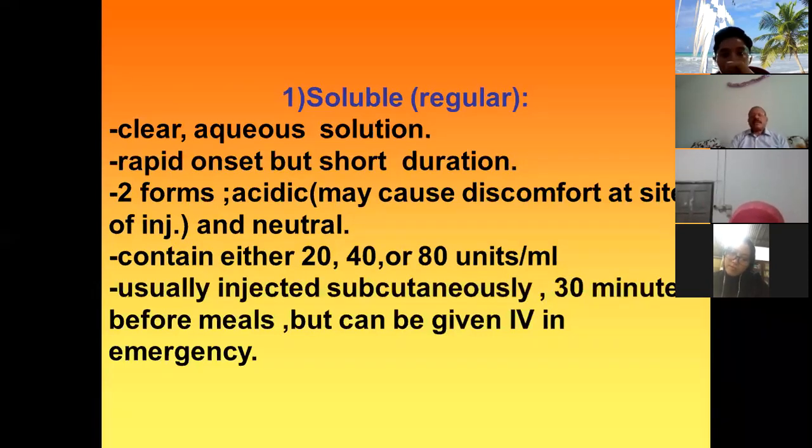Almost always, we inject this type of parenteral insulin subcutaneously 30 minutes before meal. So, when the patient is injected with this insulin, the meal must be ready, to be taken within 30 minutes. Otherwise, what can occur if the patient omits this meal within 30 minutes? Hypoglycemia may occur if the patient neglects this coordination, this arrangement of taking the diet within 30 minutes of the subcutaneous injection. This soluble or regular insulin may be given intravenously in case of emergency to be more rapidly effective.